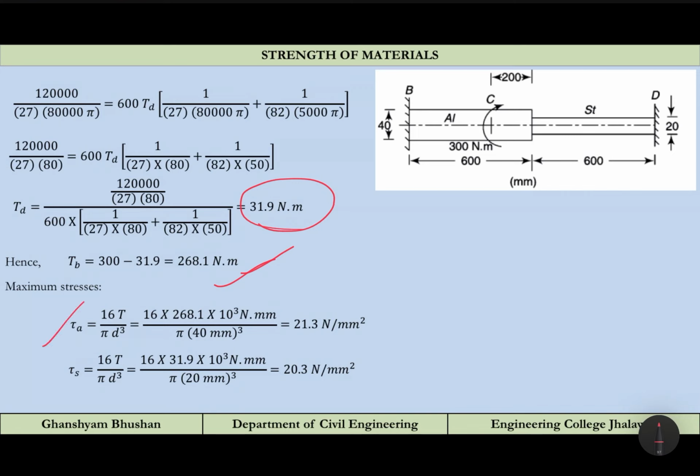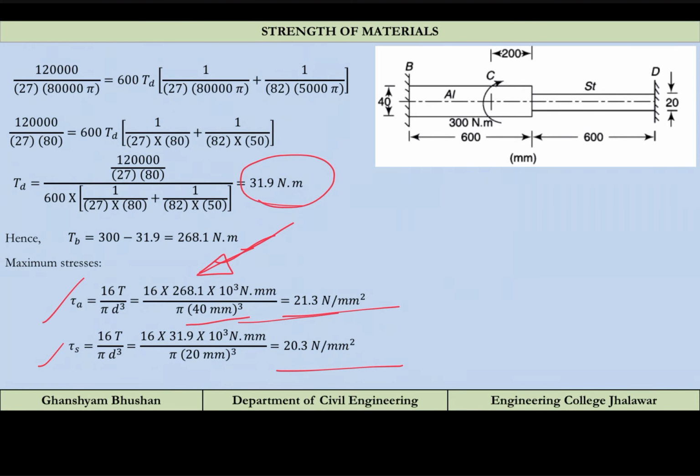Now the maximum stresses can be calculated by this formula, 16T by pi d cube, which is the same for both. For aluminum, put the value of TB, and for steel, put the value of TD. So it is coming out to be 21.3 megapascal, and in steel, the maximum stress is coming out to be 20.3 megapascal. Okay, so in this way you can solve the problems of series and parallel connection.